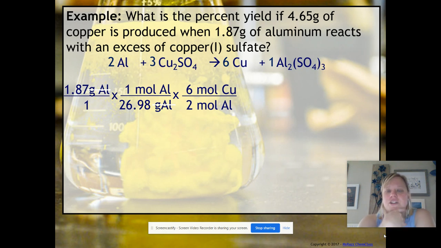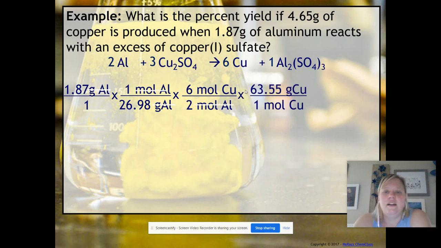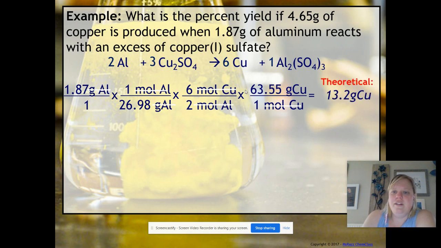So in the beginning of the question, up here, it asks, what is the percent yield if 4.65 grams of copper is produced? So we're trying to look at copper, and it gives us aluminum right here. So this is the ratio we want to look at, the aluminum to copper, all right? We have 2 moles of aluminum to produce 6 moles of copper. Okay, so we do that. And we have to turn that back into grams. So we use the molar mass of copper, which is 63.55.